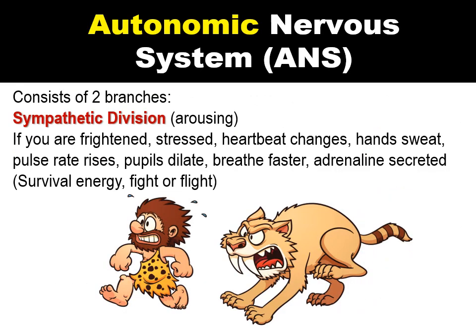Now, the autonomic nervous system is also broken apart into two branches, the sympathetic and the parasympathetic. Let's start with the sympathetic nervous system. This is what we call arousing. I say it's sympathetic to your cause. If you're trying to escape a big stress, a saber-toothed tiger chasing you, the sympathetic nervous system is sympathetic to you surviving. It wants you to get away.